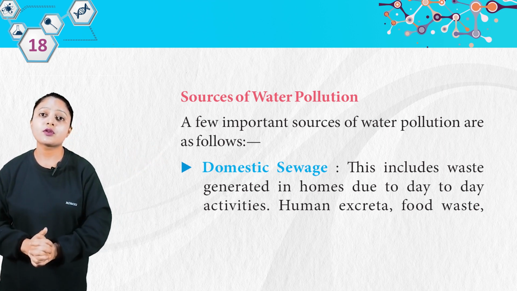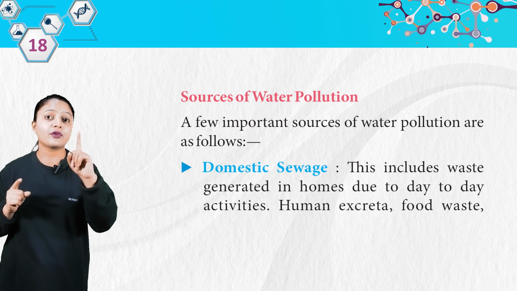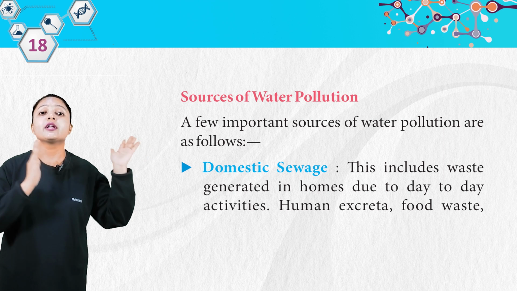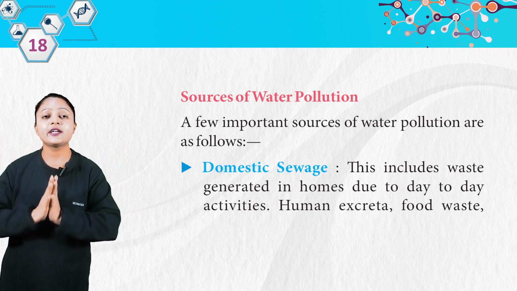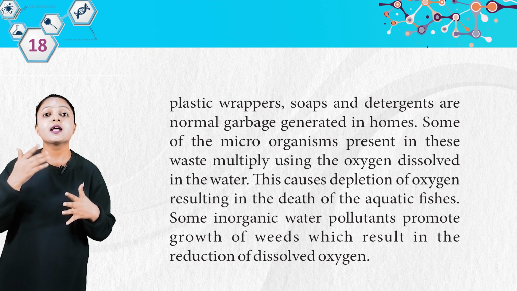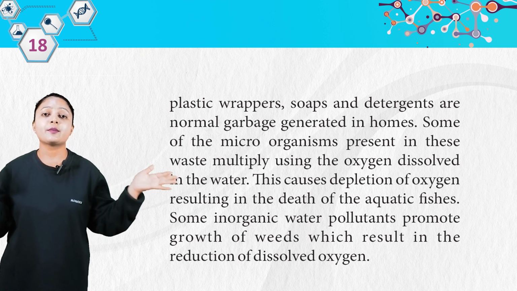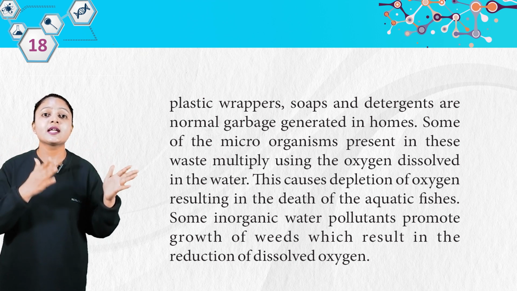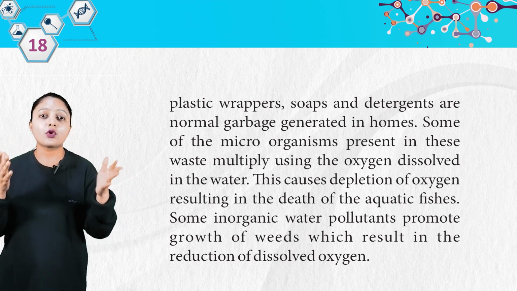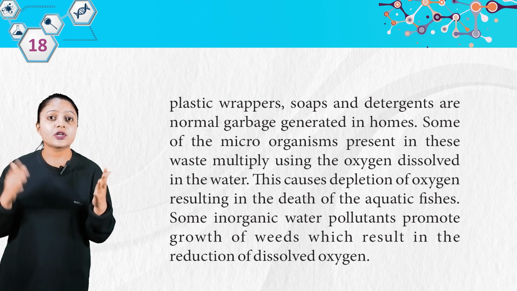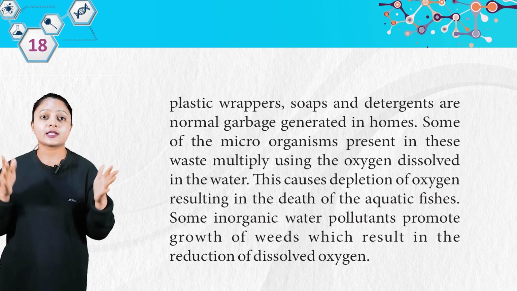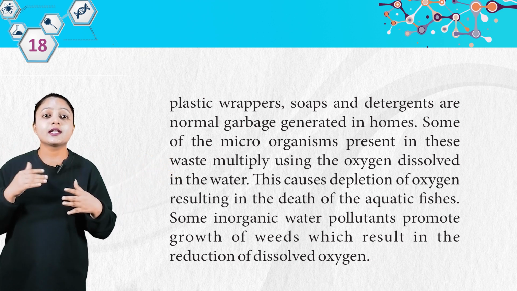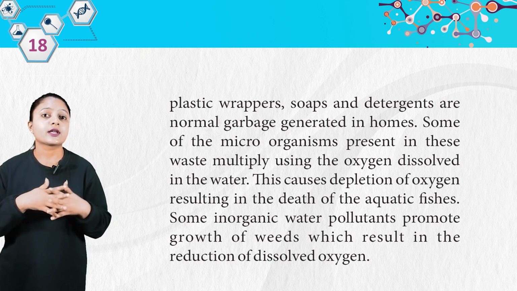A few important sources of water pollution are as follows. Number 1. Domestic sewage. This includes waste generated in homes due to day-to-day activities. Human excreta, food waste, plastic wrappers, soaps, and detergents are normal garbage generated in homes. Some of the microorganisms present in this waste multiply using the oxygen dissolved in the water. This causes depletion of oxygen, resulting in the death of aquatic fishes. Some inorganic water pollutants promote growth of weeds, which results in the reduction of dissolved oxygen.